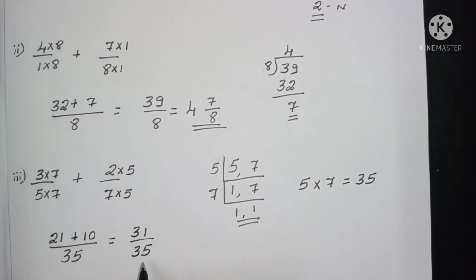35. 31 by 35 is a proper fraction. So no need to convert to a mixed fraction. So 31 by 35 is the answer.